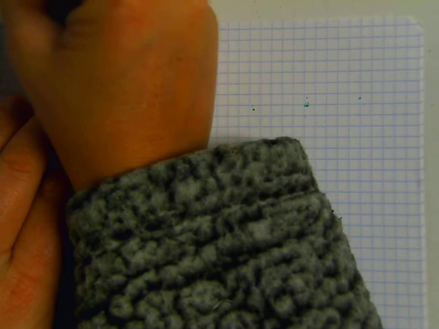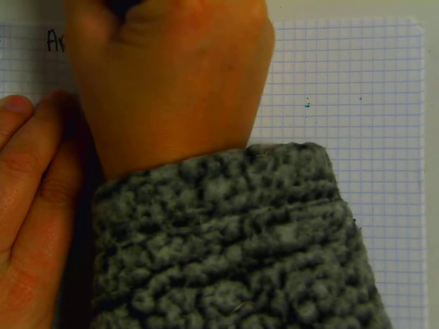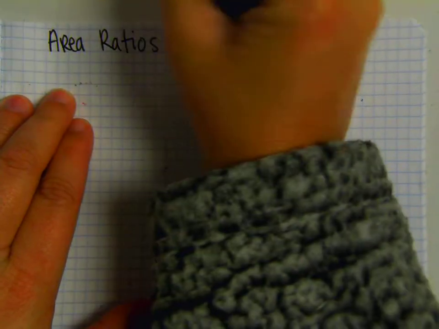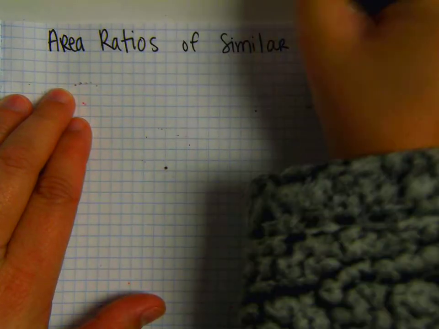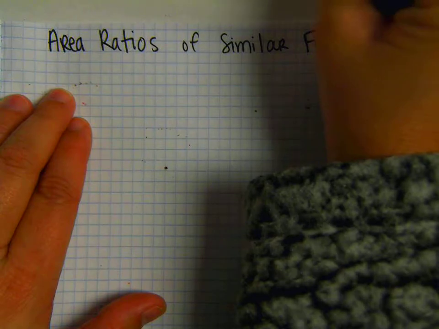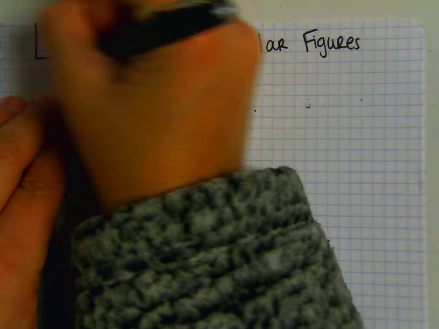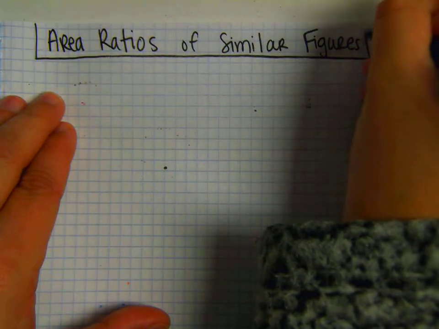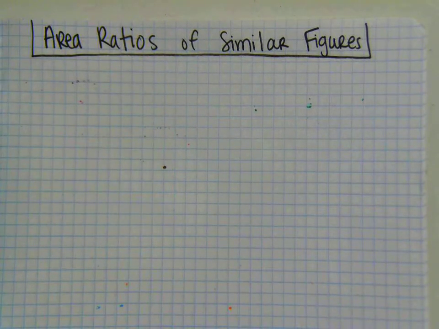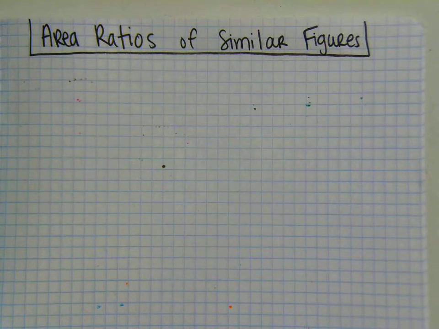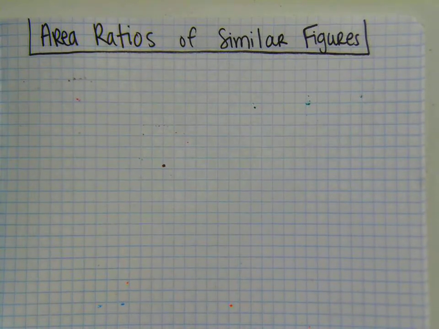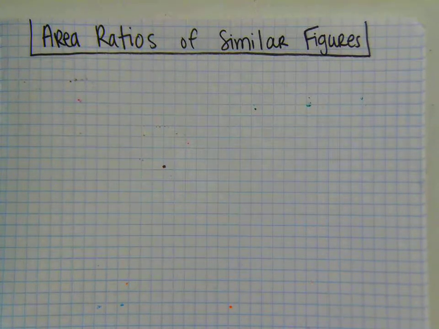Hi and welcome back. Tonight's notes are going to be on area ratios of similar figures. And this is going to be formalizing what you did in class today with the Mighty Mascot flags. And I believe this is on page 54.